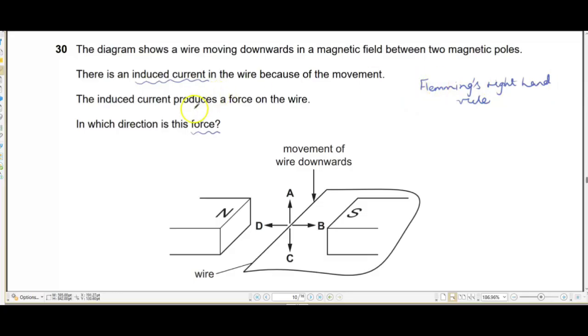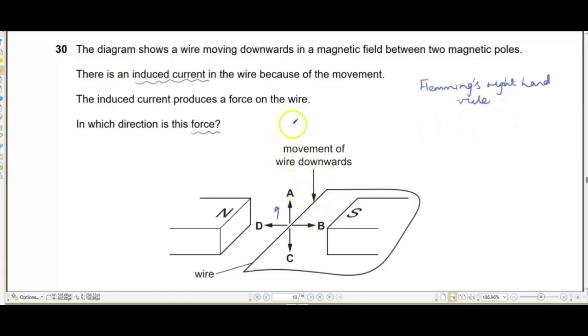But if you look at the statement of the question, the movement of the wire is shown to be in the downward direction. So if the movement is in the downward direction, then the force is going to be opposite to that movement, so it is going to be in the upward direction. We haven't been told about the direction of the induced current, and if we were told that, it would have been very easy to find the force with Fleming's right hand rule.